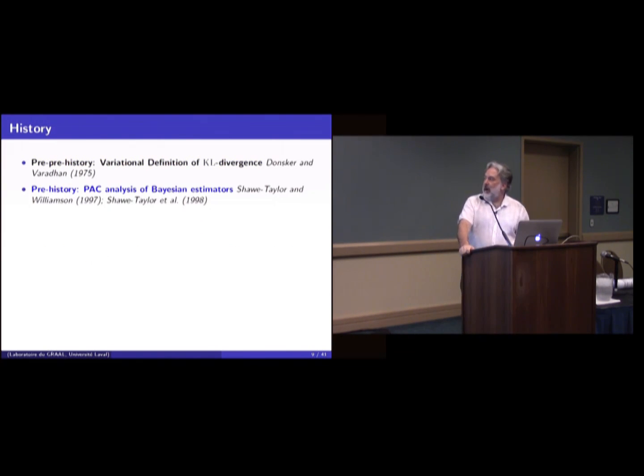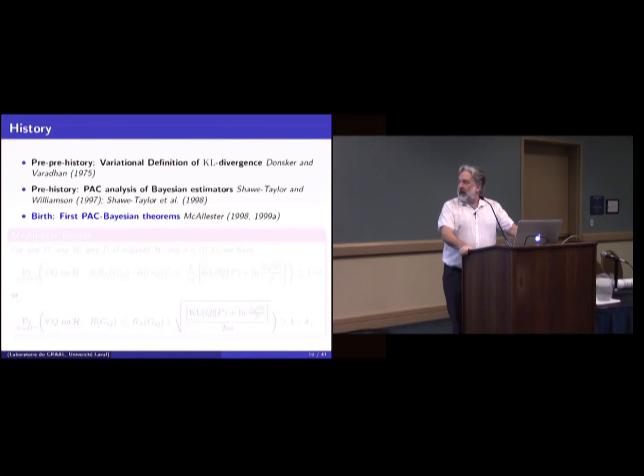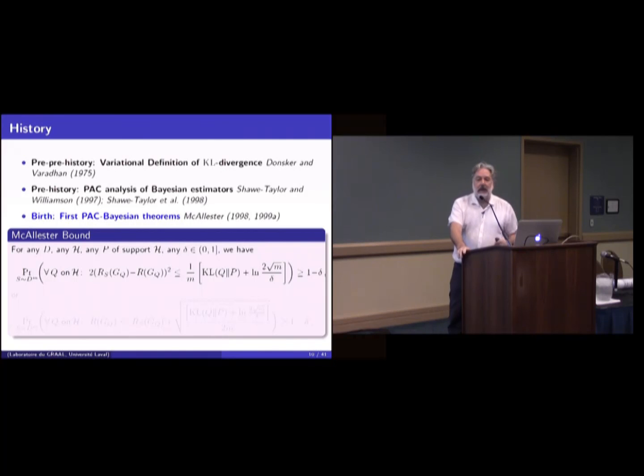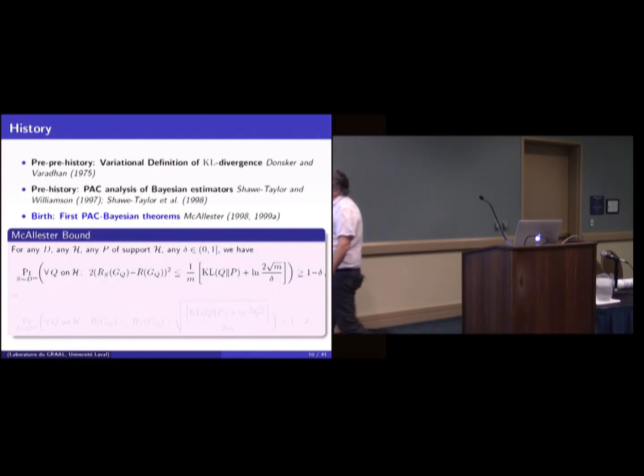After the prehistory, you have John Shawe-Taylor and Bob Williamson. John will talk this afternoon. They were the first to really think about PAC analysis, probably approximately correct analysis, of Bayesian estimators. And after that comes David McAllester, who gave the first bound known as a PAC-Bayesian bound, and it's basically the following.